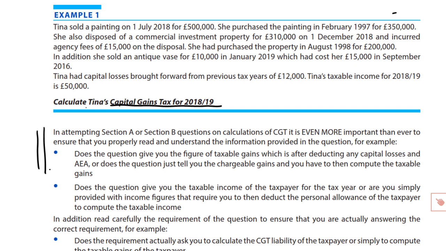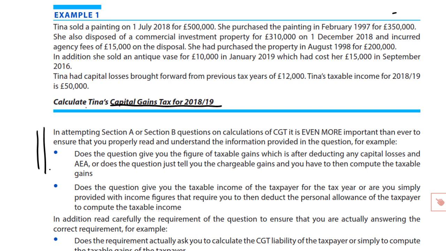Likely that we'll find our questions in Section A and Section B on CGT, to make sure that the very specific and precise requirement is correctly interpreted. Now here, as probably in most, it's about computing a figure of tax, a CGT liability. But it might not be. It might be computing taxable gains rather than working out the CGT liability thereon. So very important to carefully read the question.